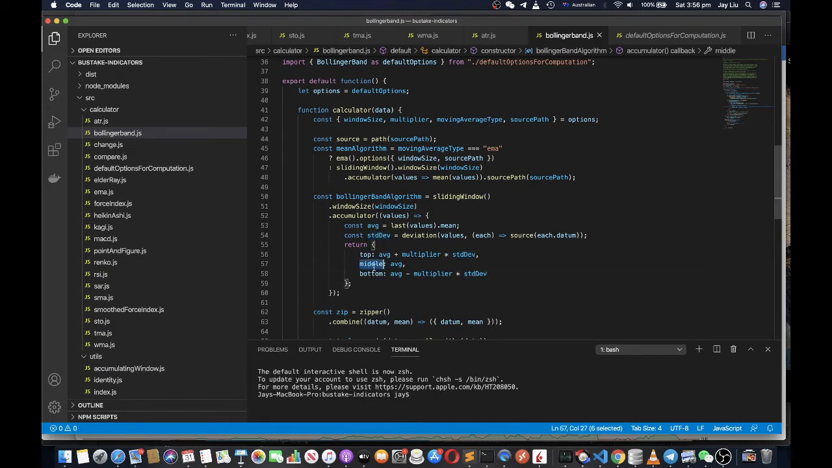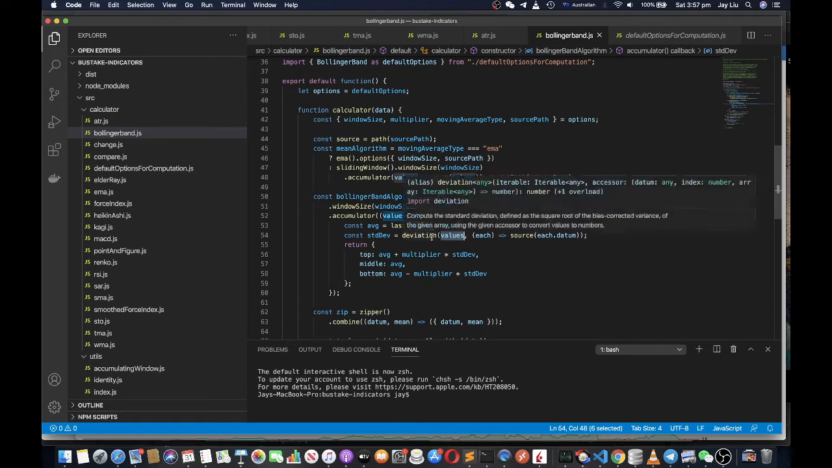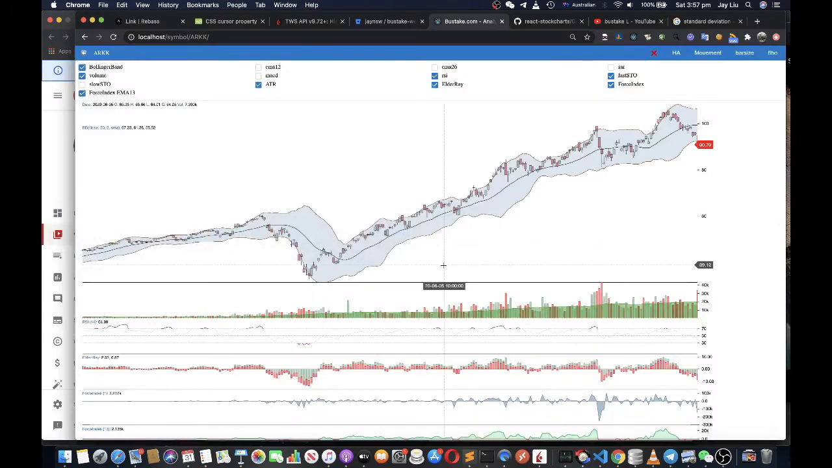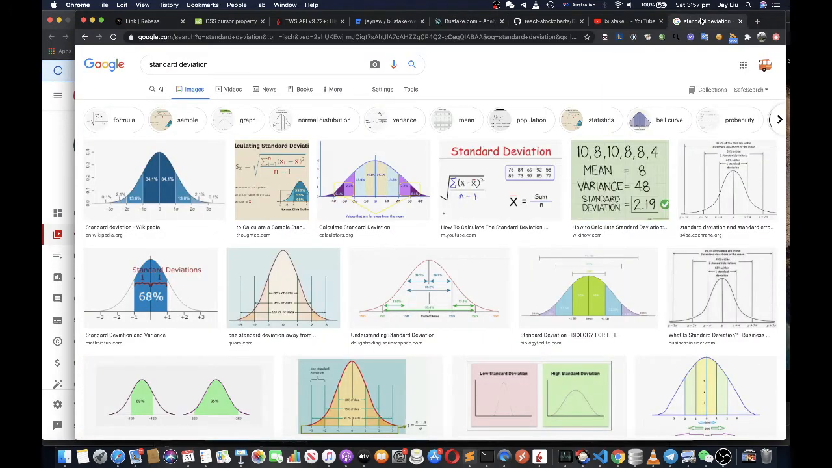And the middle value is just the average value, and the bottom is average minus the multiplier times the standard deviation. So now we know the average value, and the multiplier is 2. So now we only need to find what the standard deviation is. Okay, let's have a look. What is called standard deviation? Okay, let's go to Google.